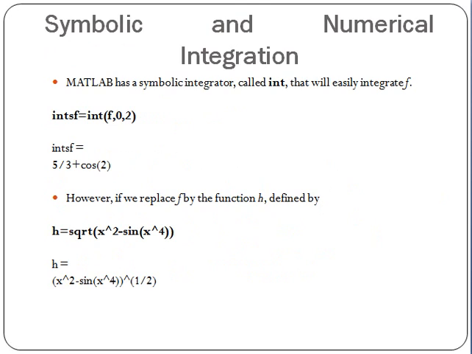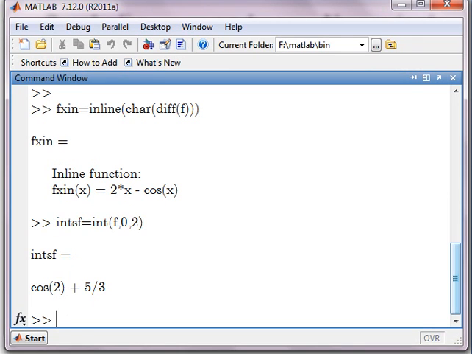Now coming towards the symbolic and numerical integration. The int function is a symbolic integrator that easily integrates the f function. Let's see it on the MATLAB screen. Here I have used the int function, int sf equal to int of f comma 0 comma 2, and the output MATLAB will give is cos of 2 plus 5 oblique 3. In this way it integrates.